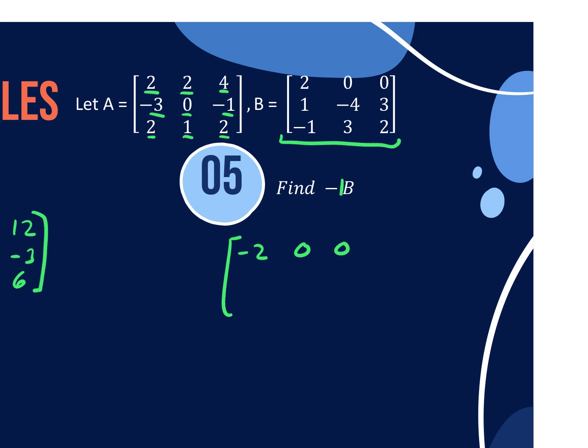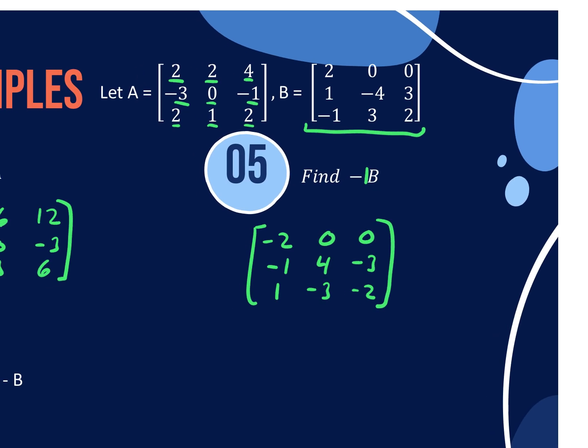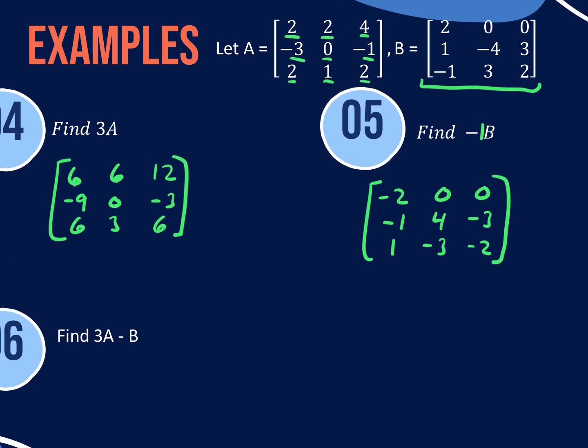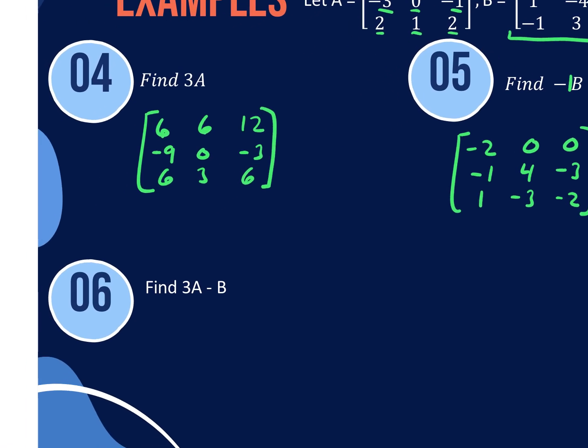And then we go to the second row. Negative 1 times 1 is negative 1. Negative 4 times negative 1 is 4. And negative 1 times 3 is negative 3. Move on to the third row. Negative 1 times negative 1 makes a 1. Negative 1 times 3 is negative 3. And negative 1 times 2 is negative 2. Again, shouldn't be anything difficult about this. All we're doing is multiplying each number on the inside by whatever number is in front.